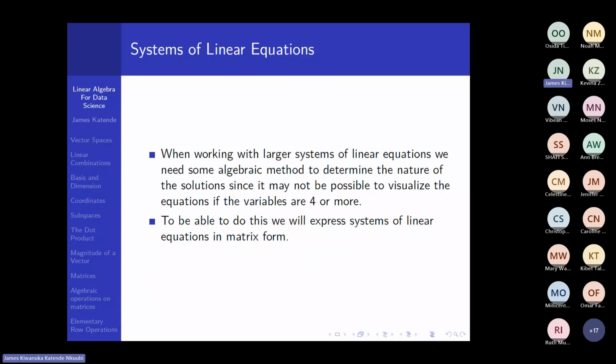So when working with larger systems, when you have 4 or more variables, or even 3, it's quite hard to draw. So it makes sense to work with some algebraic techniques to solve them. And so we want to focus on those algebraic techniques that can allow you to work with the larger systems of linear equations.